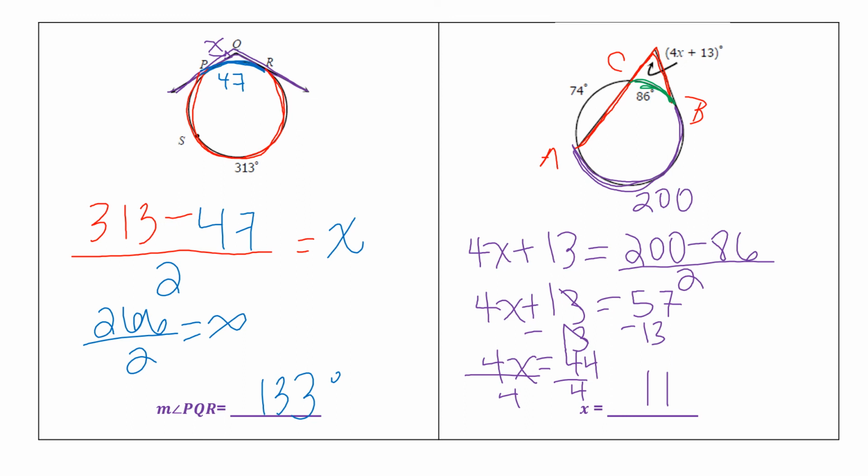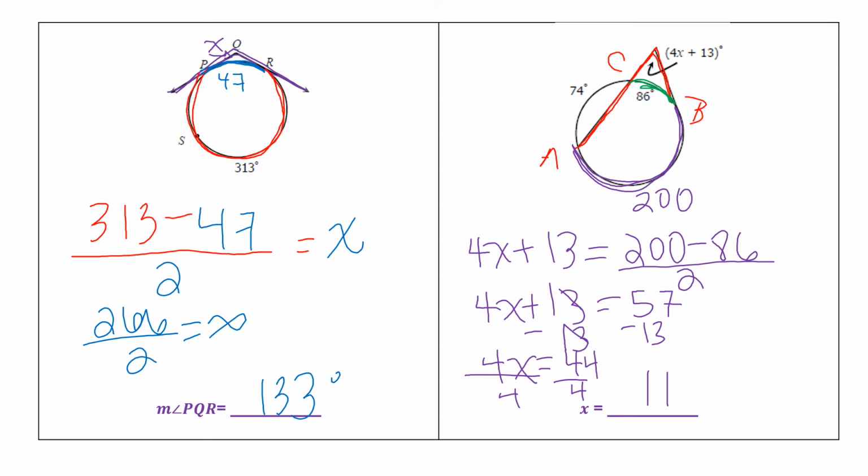The next thing that can happen is you could have a secant or a chord intersect a tangent. And when that happens, the intersection will fall on the circle. When the intersection is on the circle, it is half of the intercepted arc.